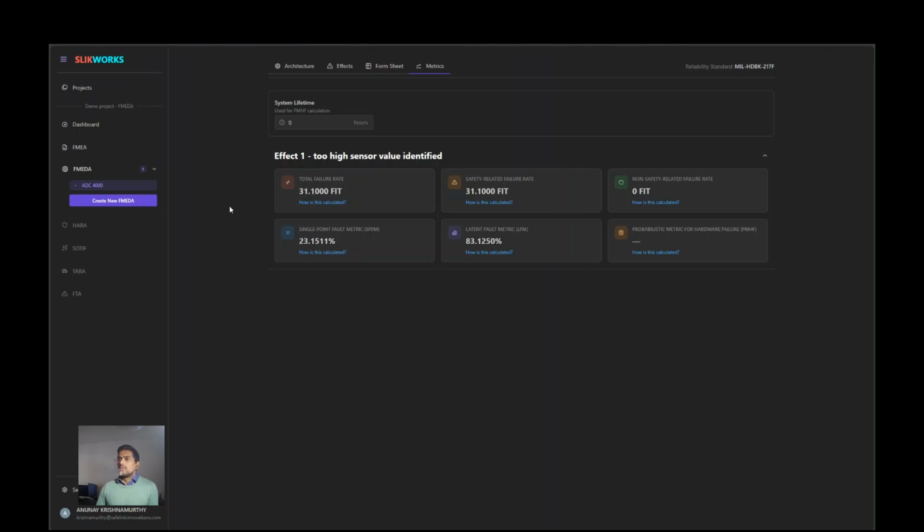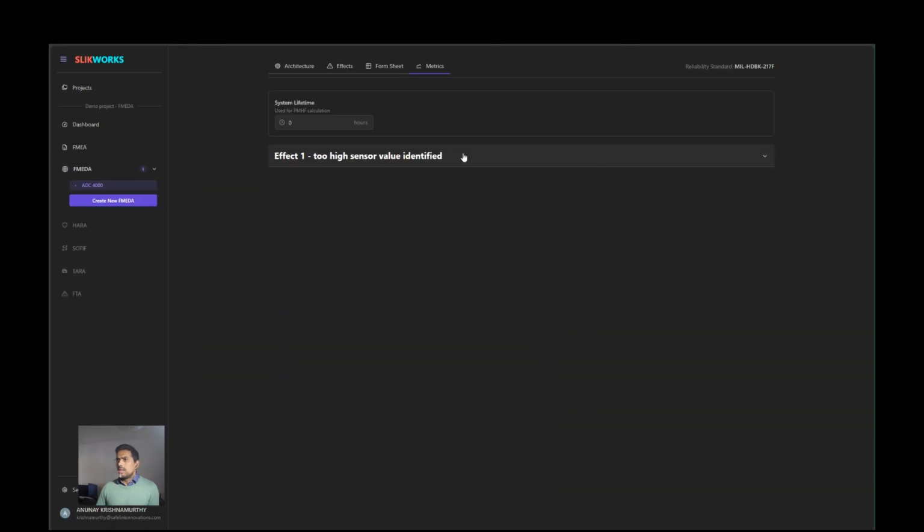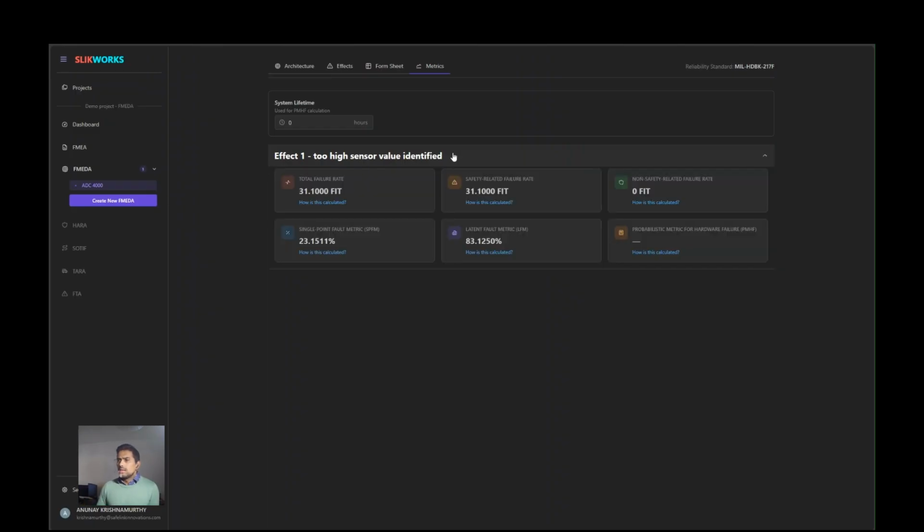Now that we have the form sheet created, this is what the metrics are going to look like. There's going to be one card for every effect that we've identified. If we have multiple hazards or multiple effects, there's going to be multiple cards. First thing, it's going to give you information about what the total failure rate is.